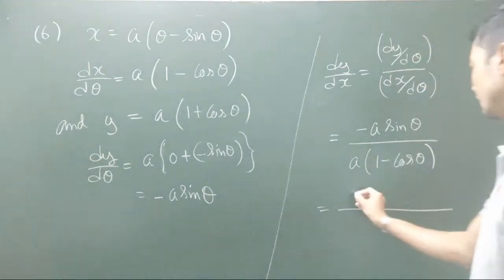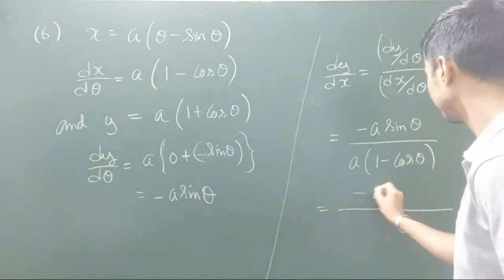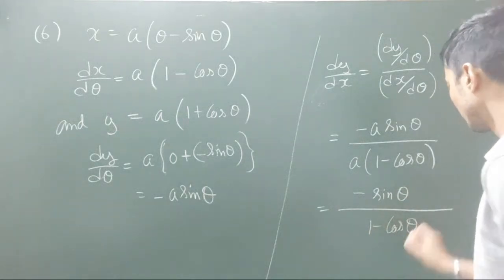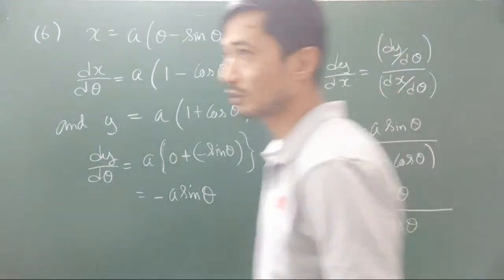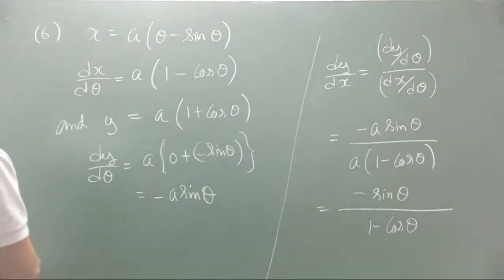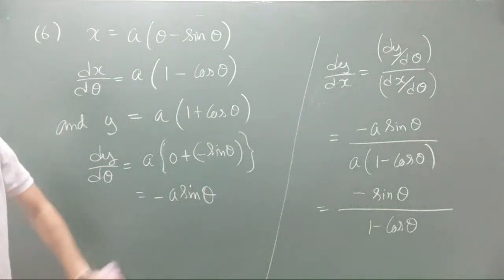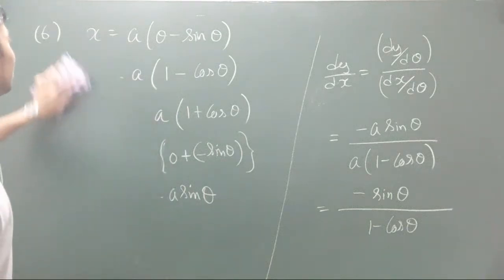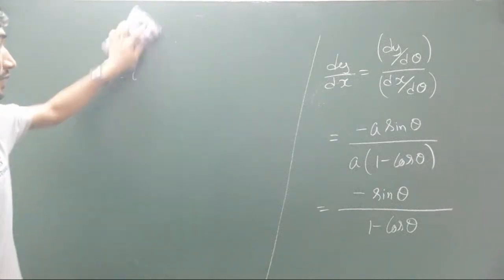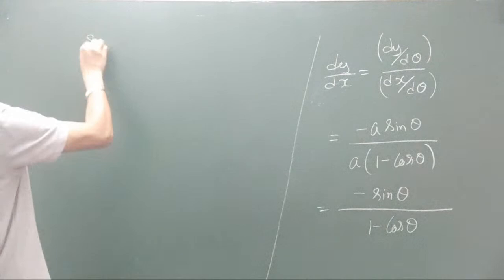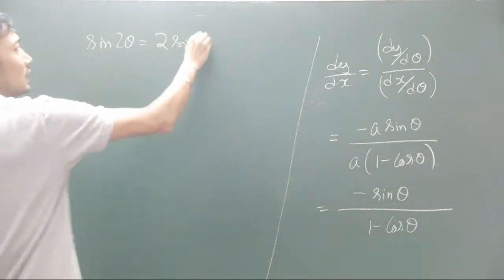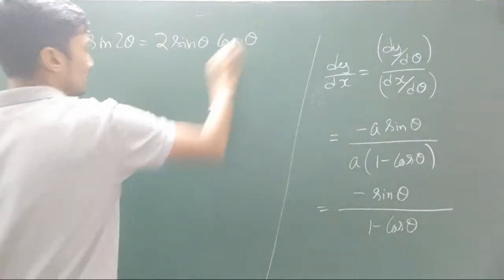Now a we can cancel. But this is not the textbook answer that we have. I think we have about something like minus cot of theta by 2. No problem. We will have to now go back to trigonometry and recollect some formulas. You remember sine 2 theta formula? What was it? 2 sine theta cos theta.